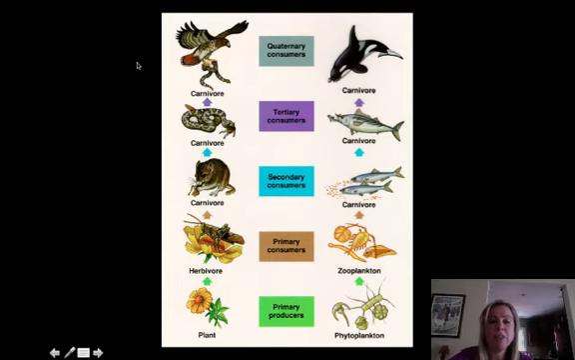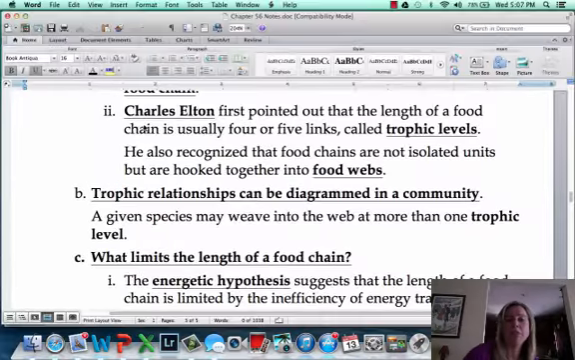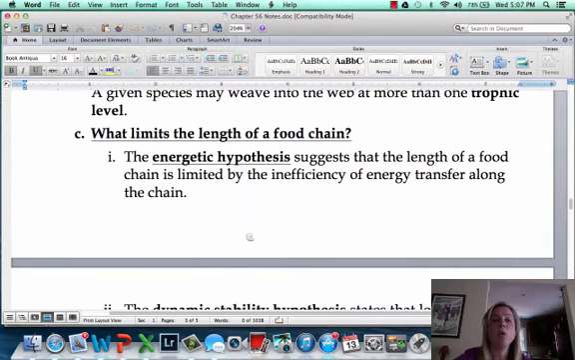Now, the important thing that you want to know about these food chains is that Charles Elton was going to be the scientist who said they're usually 4 or 5 links, not more than that. And the reason for that is because energy gets lost from one level to the next. And so what happens is you run out of energy at the top of the food chain is how it basically works. So what limits the length of the food chain is the energetic hypothesis.